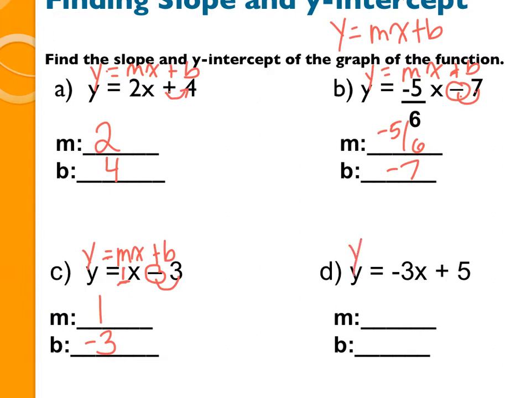D, y equals mx plus b. Your m, negative 3, b, positive 5. Positive goes with the 5.